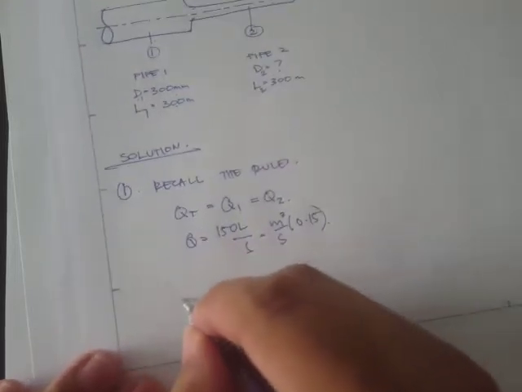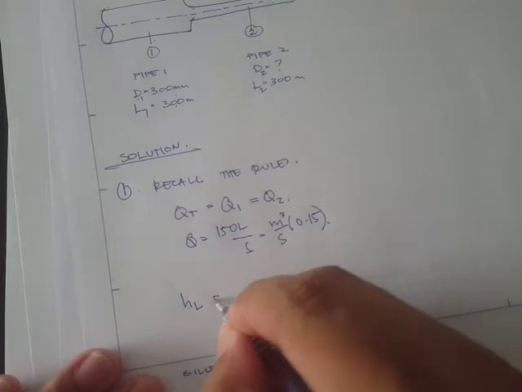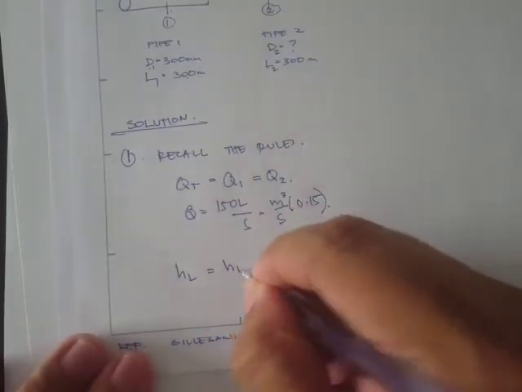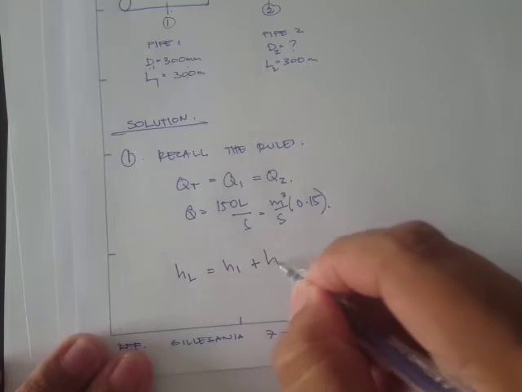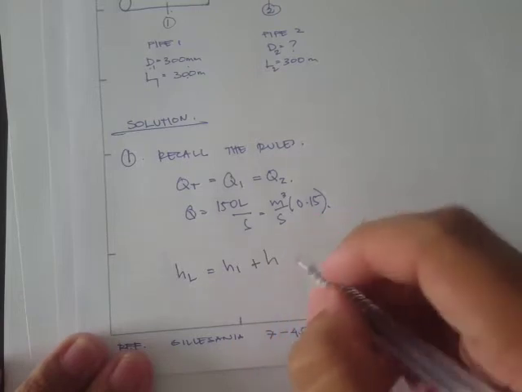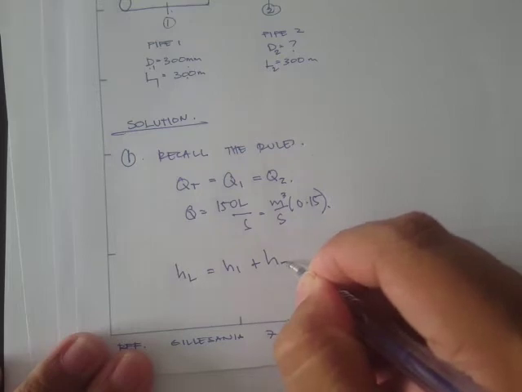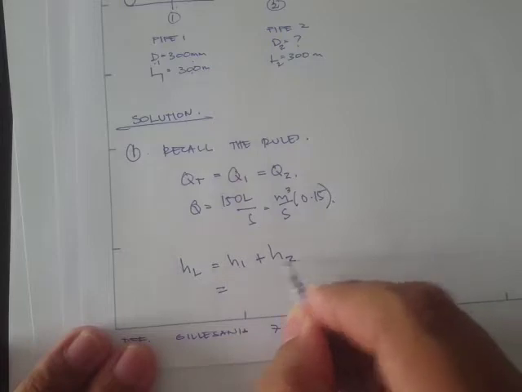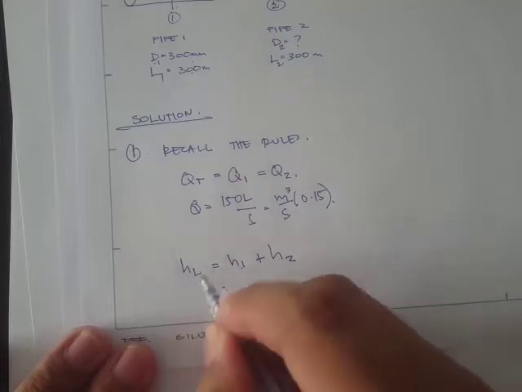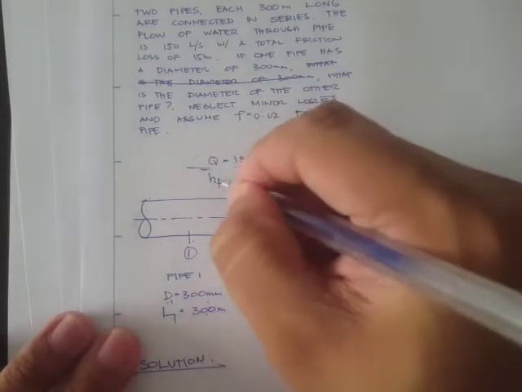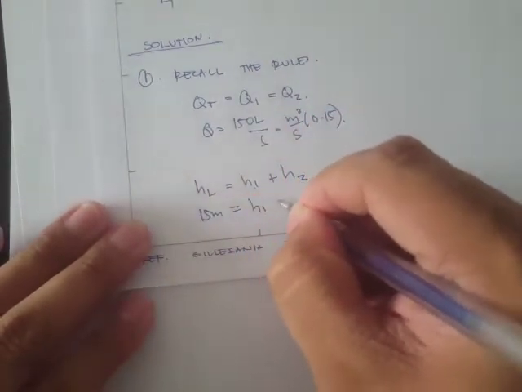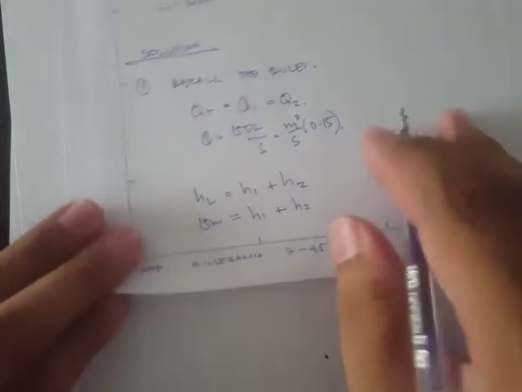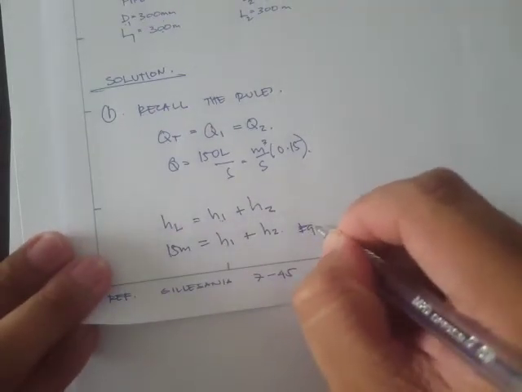Okay, and our head loss, HL or HF, is simply the head loss from pipe 1 plus the head loss at pipe 2. Our relation here is H1 plus H2. Since the head loss is given, we can just write HL as 15 meters. So 15 meters is equal to H sub 1 plus H sub 2, and we can call this equation 1.